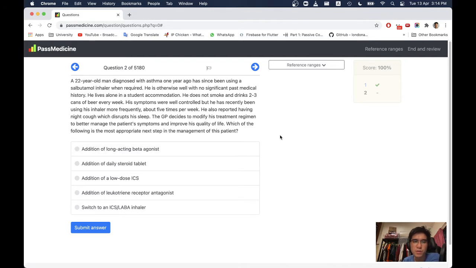So he's 22 years old, diagnosed with asthma 1 year ago. Is he only on salbutamol though?